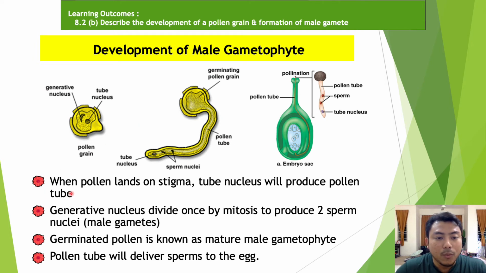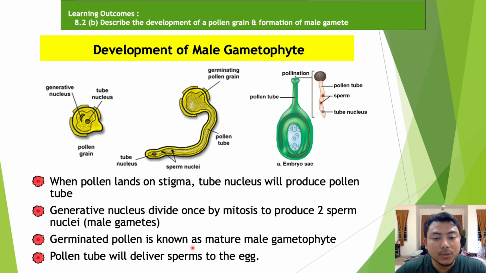So here, when pollen grain lands on stigma, the tube nucleus will produce pollen tube. Okay, and the generative nucleus will divide once by mitosis to produce 2 sperm nuclei, i.e. 2 male gametes. These are the structure that I want to mention earlier. So by having the process of pollination ni maksudnya pendebungaan. Okay, so only then the pollen grain becomes mature in terms of mature gametophyte, because now they can produce 2 sperms. So these 2 sperms are the 2 male gametes.